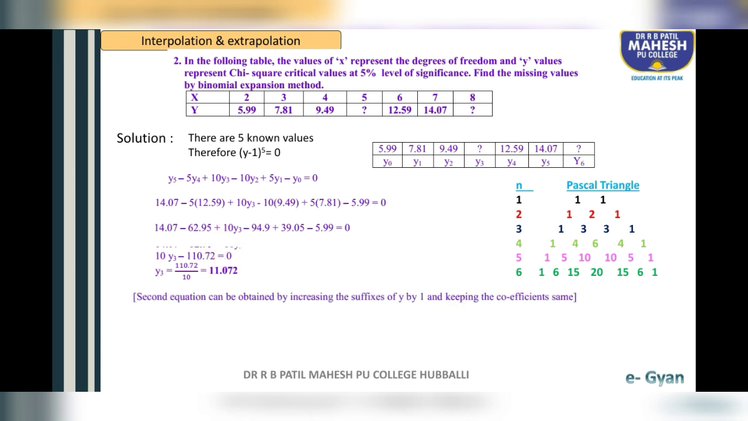To find out the second missing value, y6, generate the second equation. As you know, the second equation can be obtained by increasing the suffixes of y by 1 and keeping the coefficients the same. So the second equation is: y5 becomes y6, y4 becomes y5 plus 10 y4, y3 becomes y4, minus 10 y2 becomes y3, plus 5 y1 becomes y2, minus y0 becomes y1, is equal to 0. Now we substitute the values.